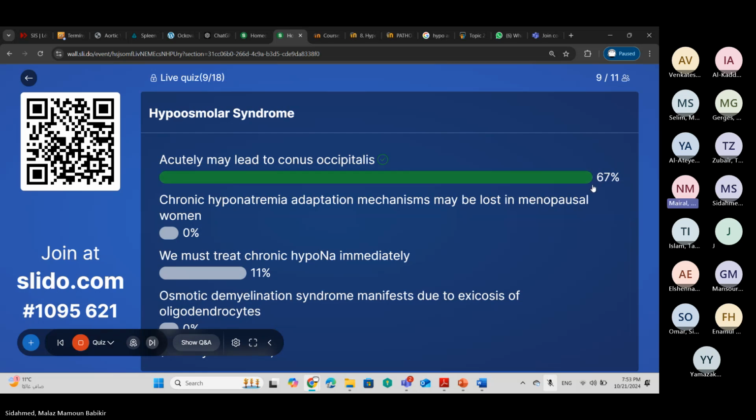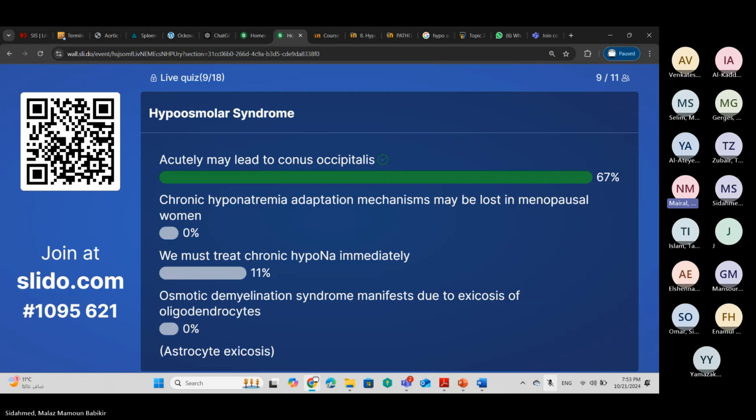Okay, so I see that all of you picked the conus occipitalis one, which is true. I don't think that requires explanation. The next one might be a bit tricky. This one was actually no, but you all got it right. So what it says in Scripta is that what happens in menstruating women is because of estrogen, the adaptation mechanisms end up getting blocked. So they may be lost in menstruating women, not menopausal women, who would have lower estrogen levels compared to someone who is menstruating.